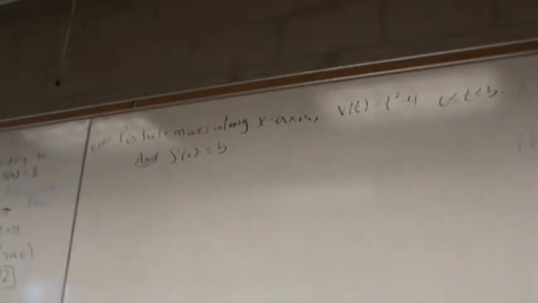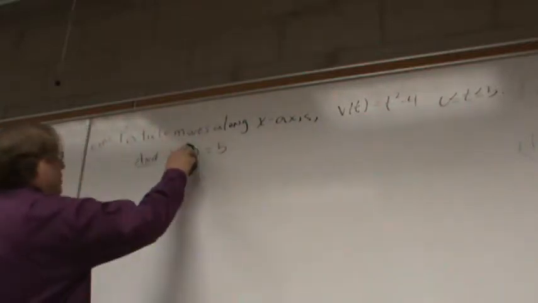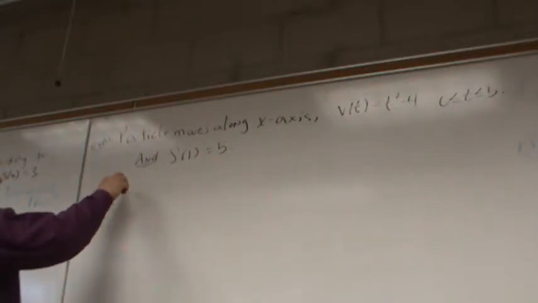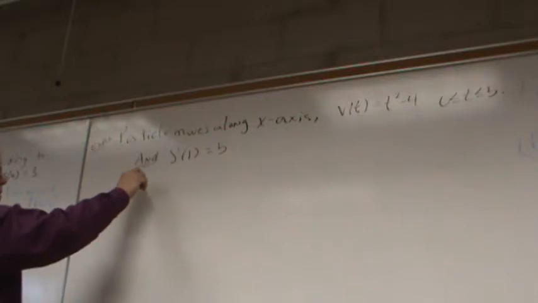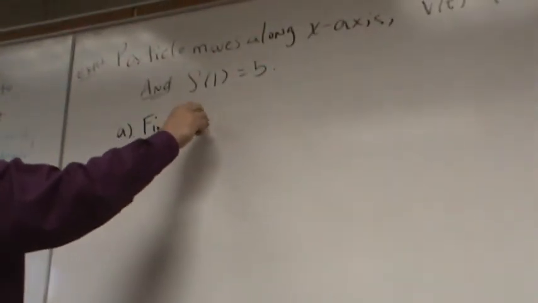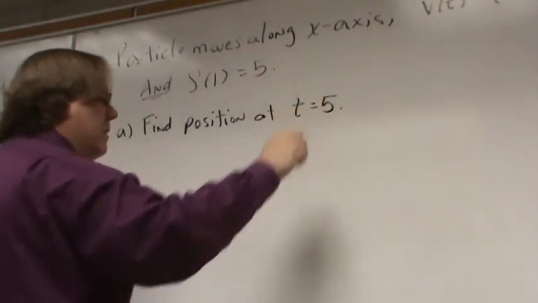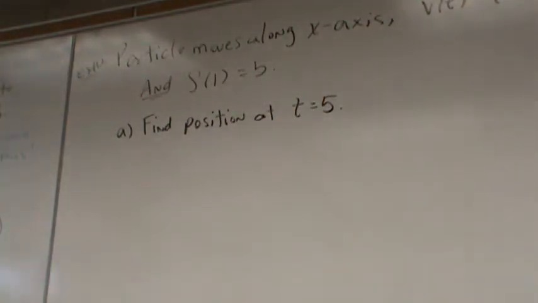Or maybe I want to be tricky about it. Yeah, let's be tricky about it. Here. Trickiness. S of 1 equals 5. I'm going to ask one question. Find the position at time equal 5. Good luck. Find the position at time equal 5.